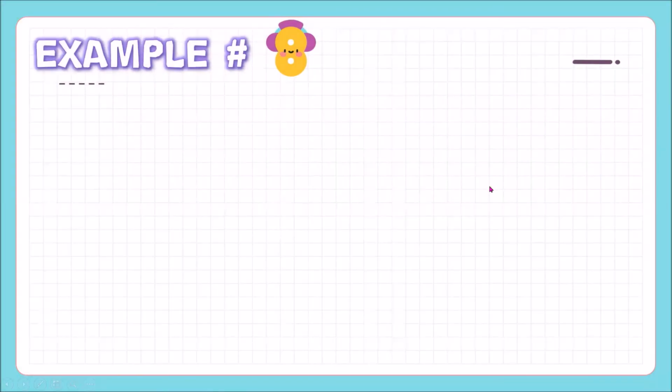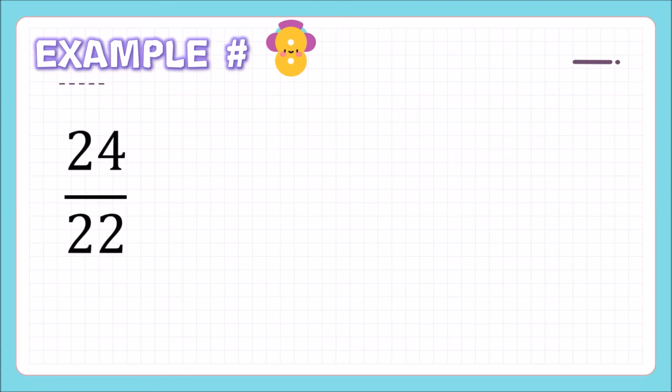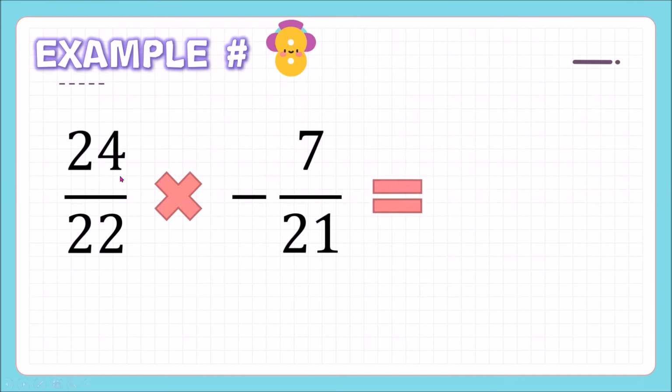And then last one. So we are now in example number 8. So 24 over 22 times negative 7 over 21. So our cancellation here is vertically. So 24 and 22. So we need to divide it by 2. So it will become 12. And this one will become 11.